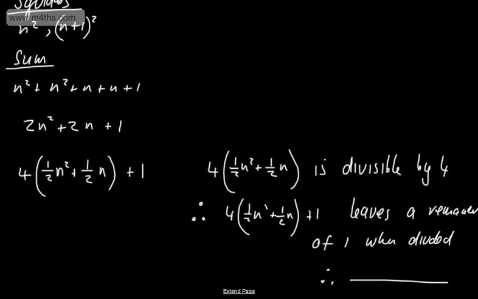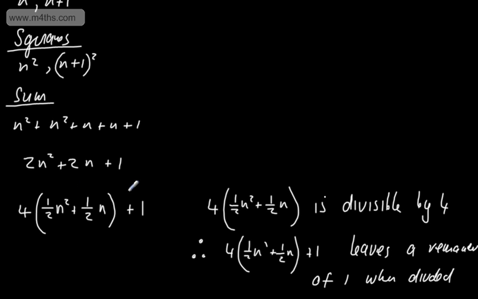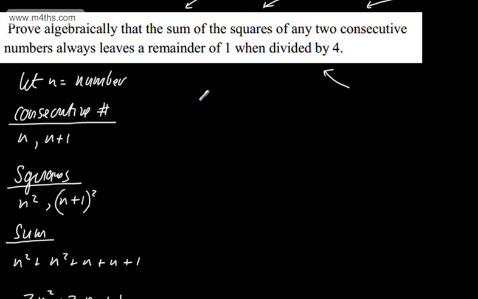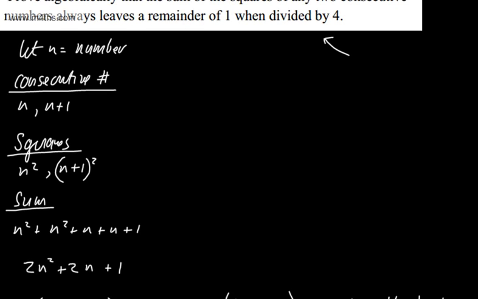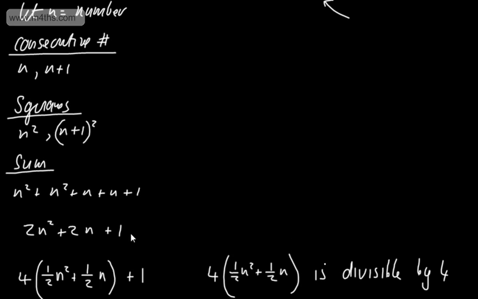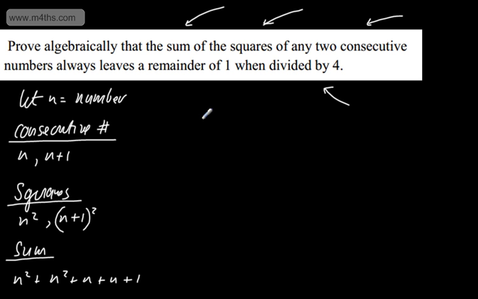So with that one, slightly more challenging, but if we take out this factor now of 4, we're left with 1, so we can say it leaves a remainder of 1 when divided by 4. If you don't like this particular approach in terms of taking a half out, what we could do now is let the number be 2n, for example, so let 2n be equal to the number.